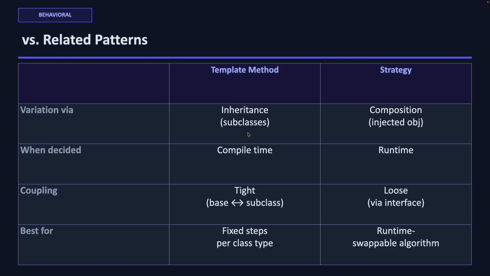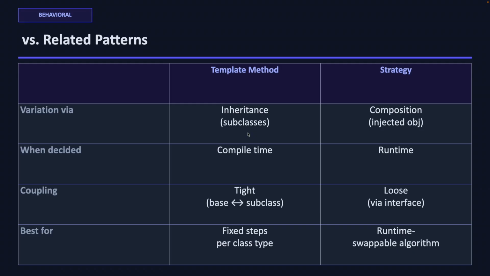If we compare this pattern to other related patterns, the first one I want to talk about is the template method versus the strategy pattern. The template method will use inheritance. The variation is baked into the class hierarchy at compile time. The strategy will use composition, so you inject the algorithm as an object at runtime. If the variation is fixed per class type and doesn't need to change, then the template method is simpler. If you need to swap between the behaviors dynamically, like a user picking a payment method, then we want to use strategy.